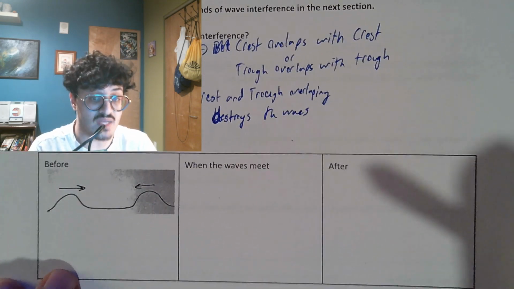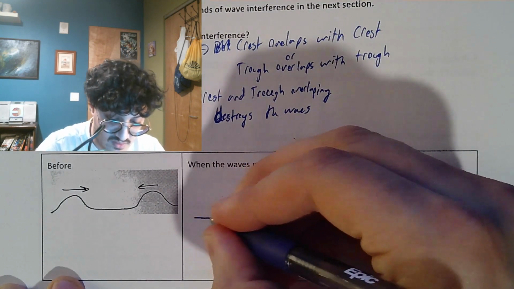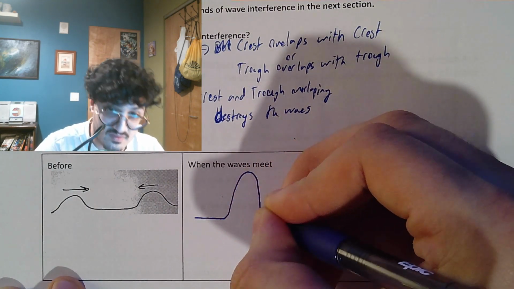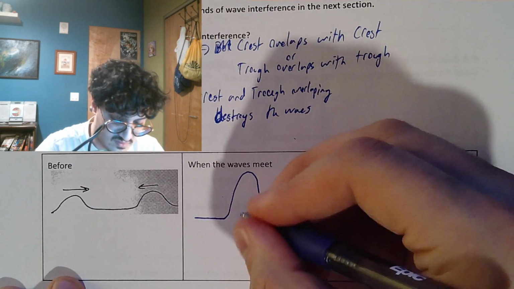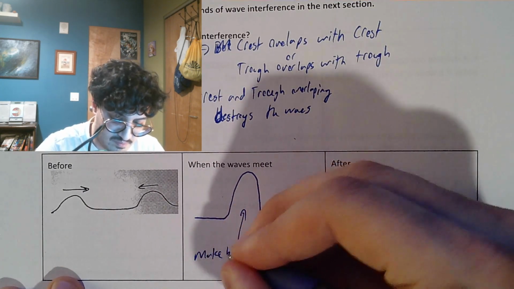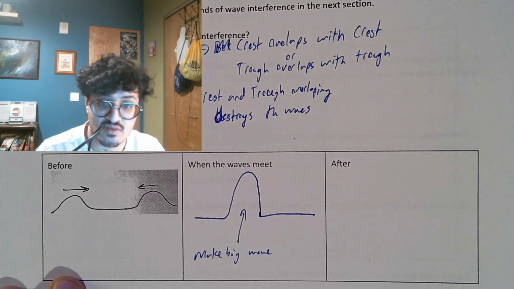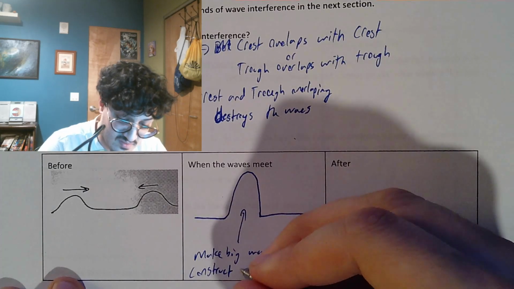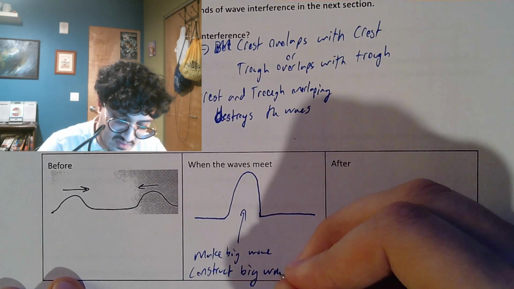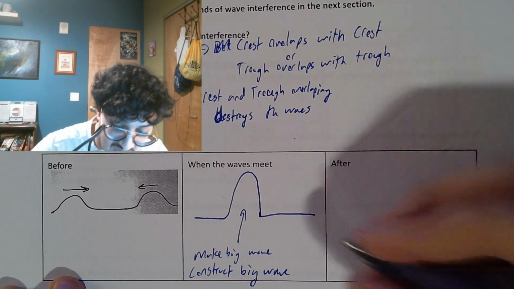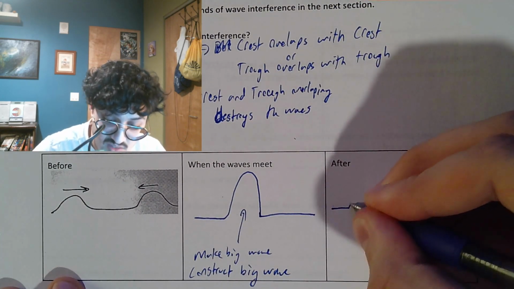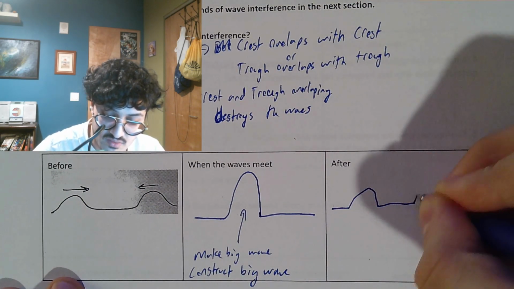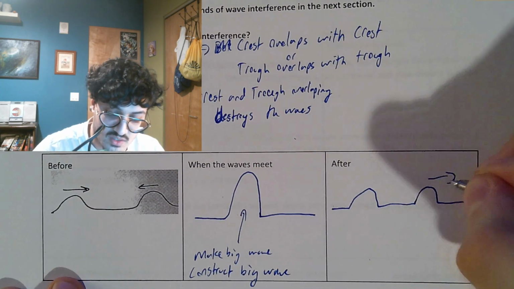as it did before. So when we say have these two waves meeting, the two waves meet, they create a gigawave, like so. Make big wave. You could even say construct big wave, if we wanted to be facetious. And then afterwards, they just continue as if nothing happened to them. Just continuing on their way.